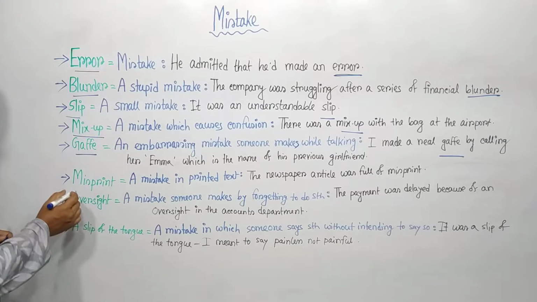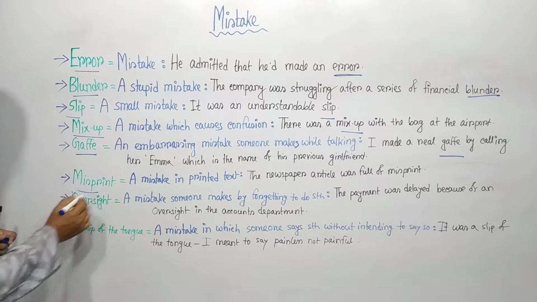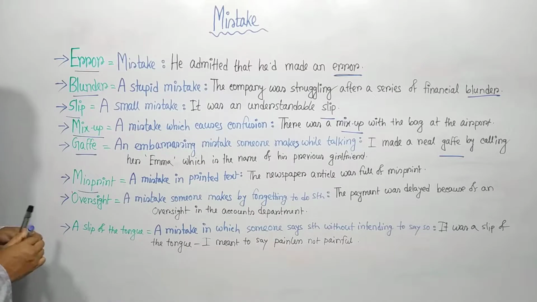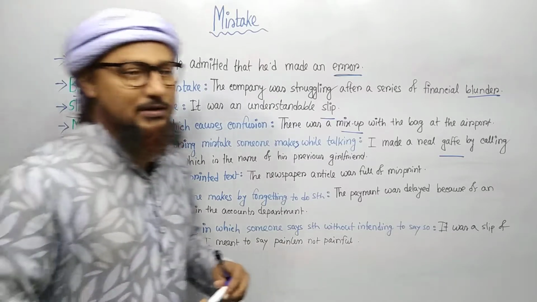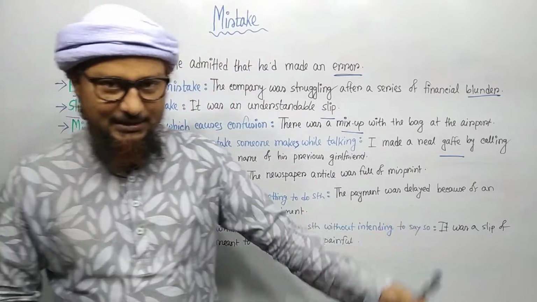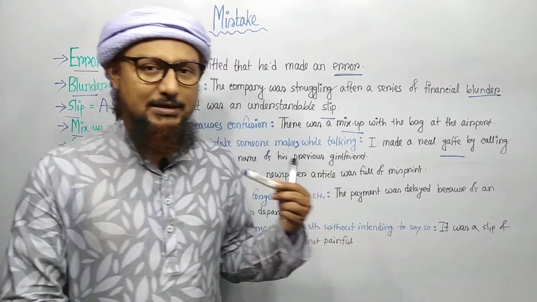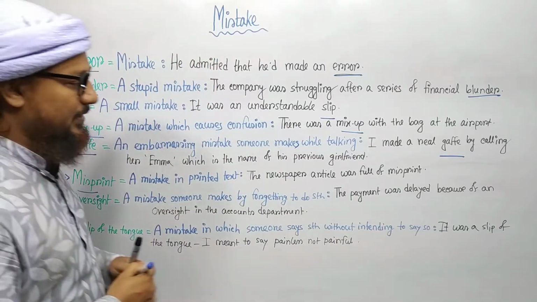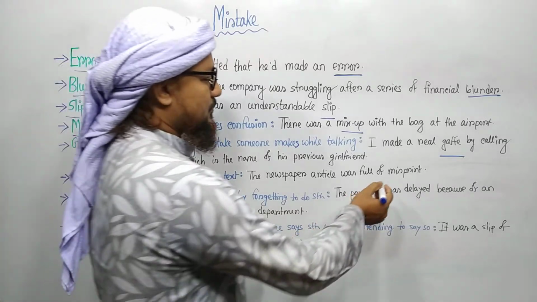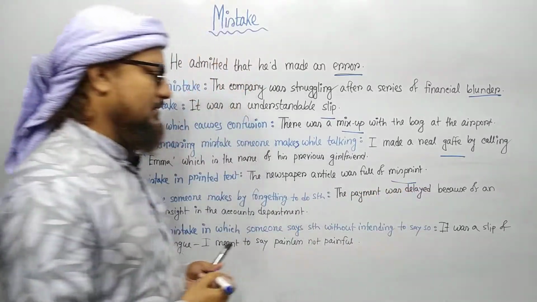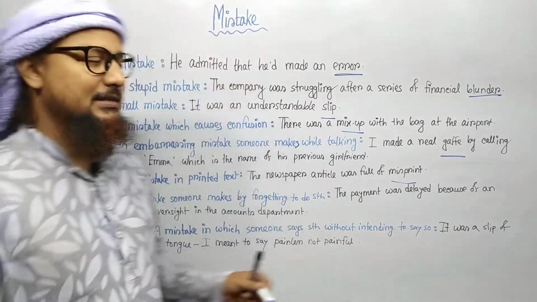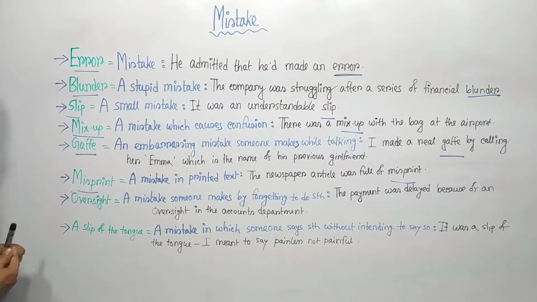Next comes misprint. So you know what it means and where we can use it. Misprint means a mistake in printed text. If there is any mistake that is seen in printed form, you could use misprint. An example: the newspaper article was full of misprints. There are so many spelling mistakes and some other problems or mistakes relating to that.